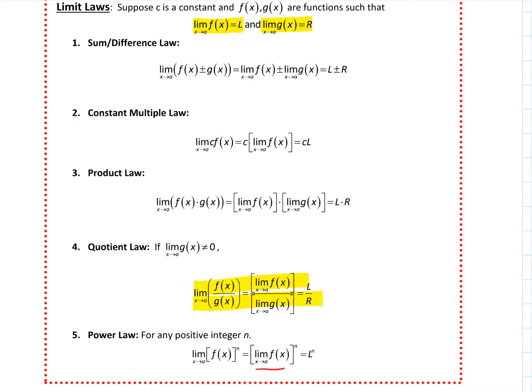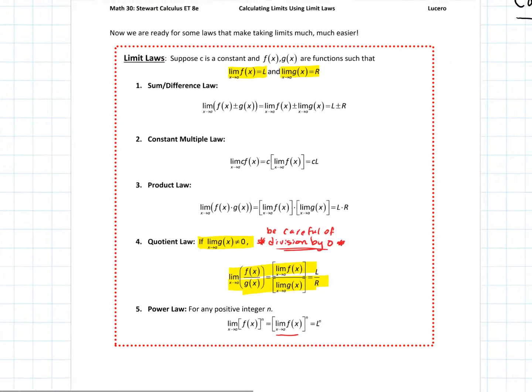We split it up as long as the limit of g of x does not equal 0. Now, of course, if the limit of g of x as x approaches a is actually equal to 0, then we have an issue with division by 0, right? This is the reason this law is here. The stipulation is here because of division by 0. Division by 0 is always an issue, so we have to be careful of division by 0. Okay, so that's why that notation is there.